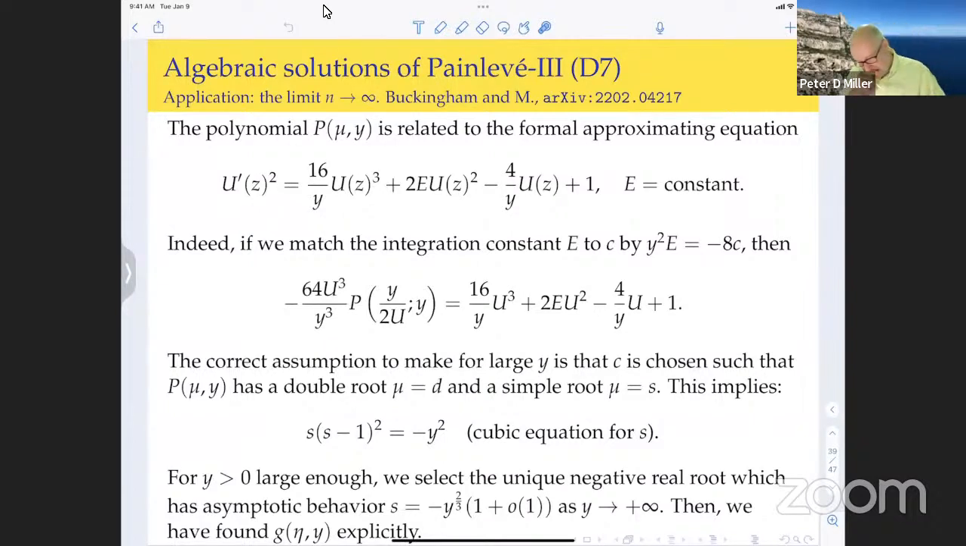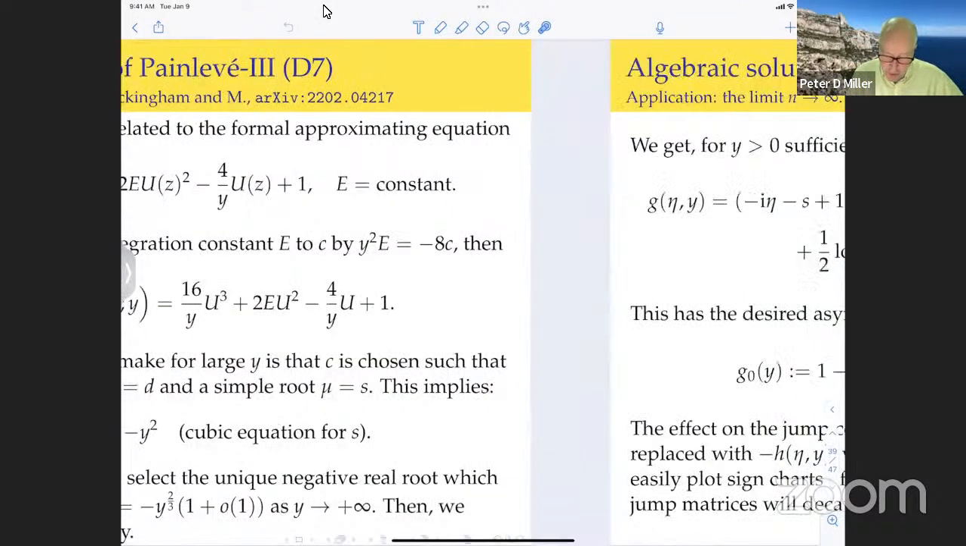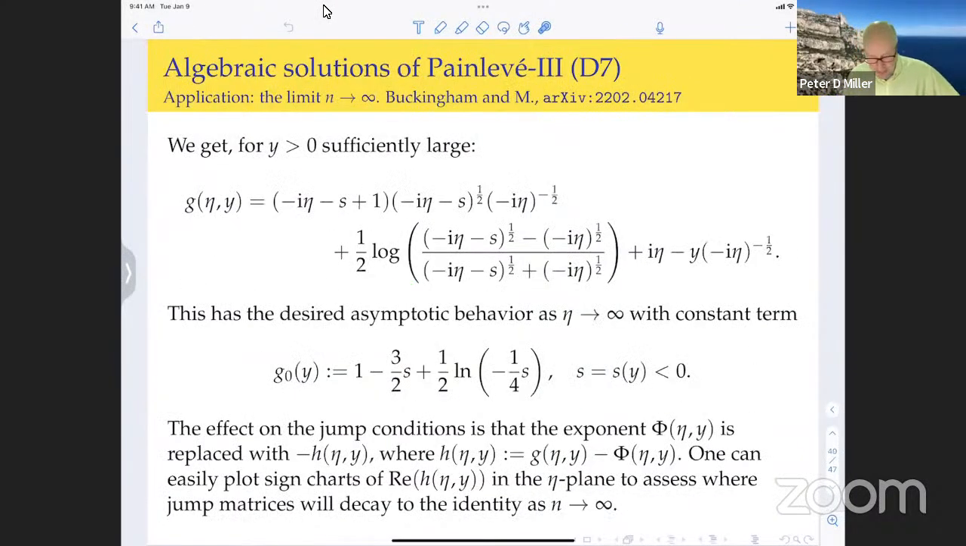So anyway, let me just say that the right assumption to make for large y is that you choose this constant c so that there's a double root. So genus 0 is what it means, really. So you have a genus 0 spectral curve. And so if you pick the right real root so that it has the asymptotic behavior minus y to the 2/3, then you've found the g function in closed form in this genus 0 setting. Here's the formula for it in terms of some logarithm.